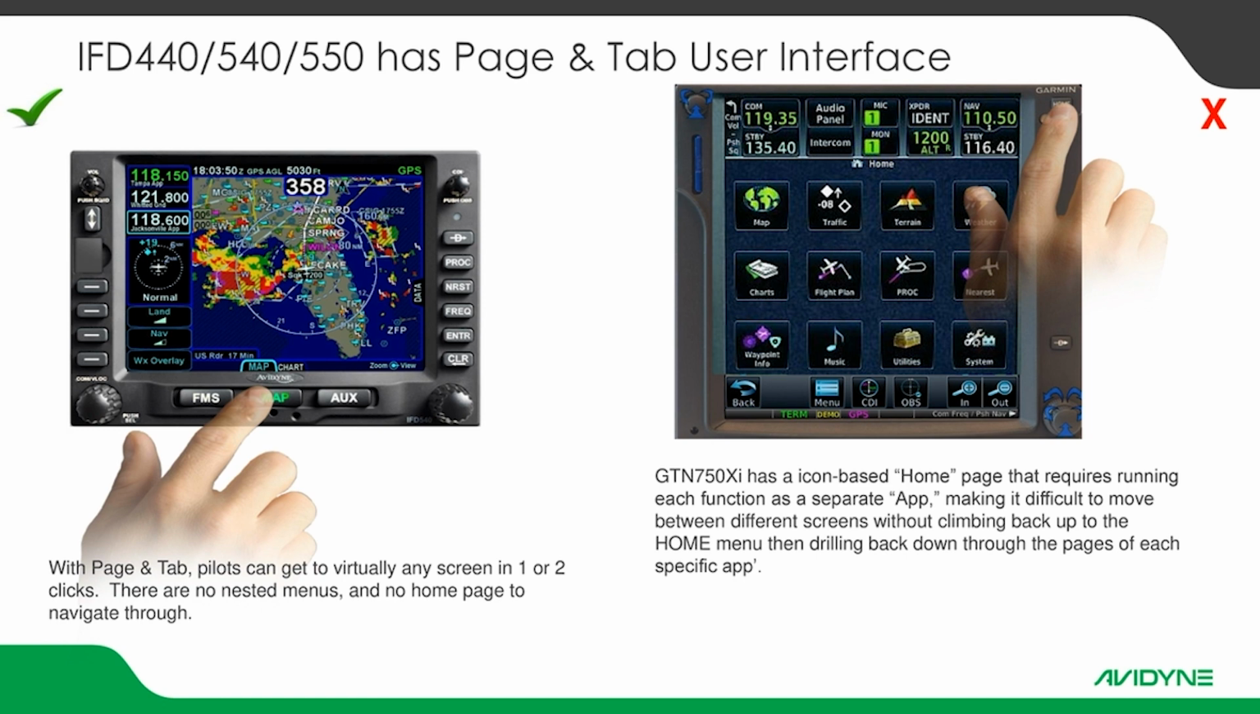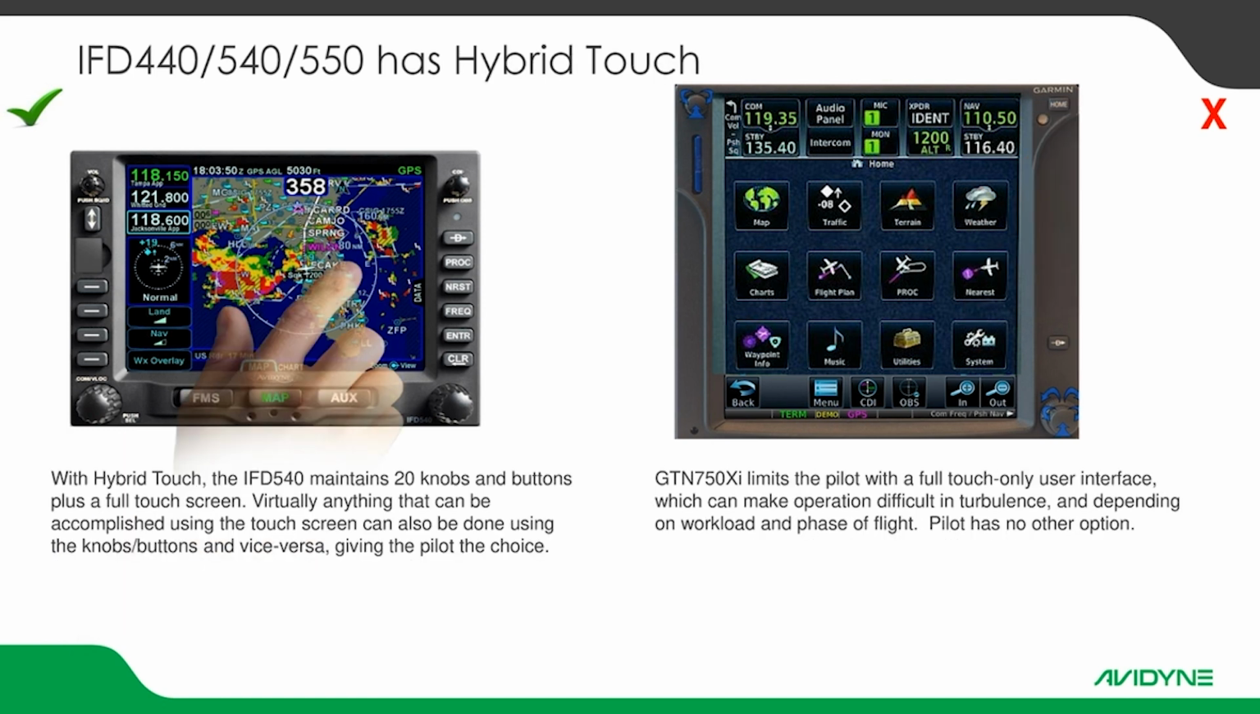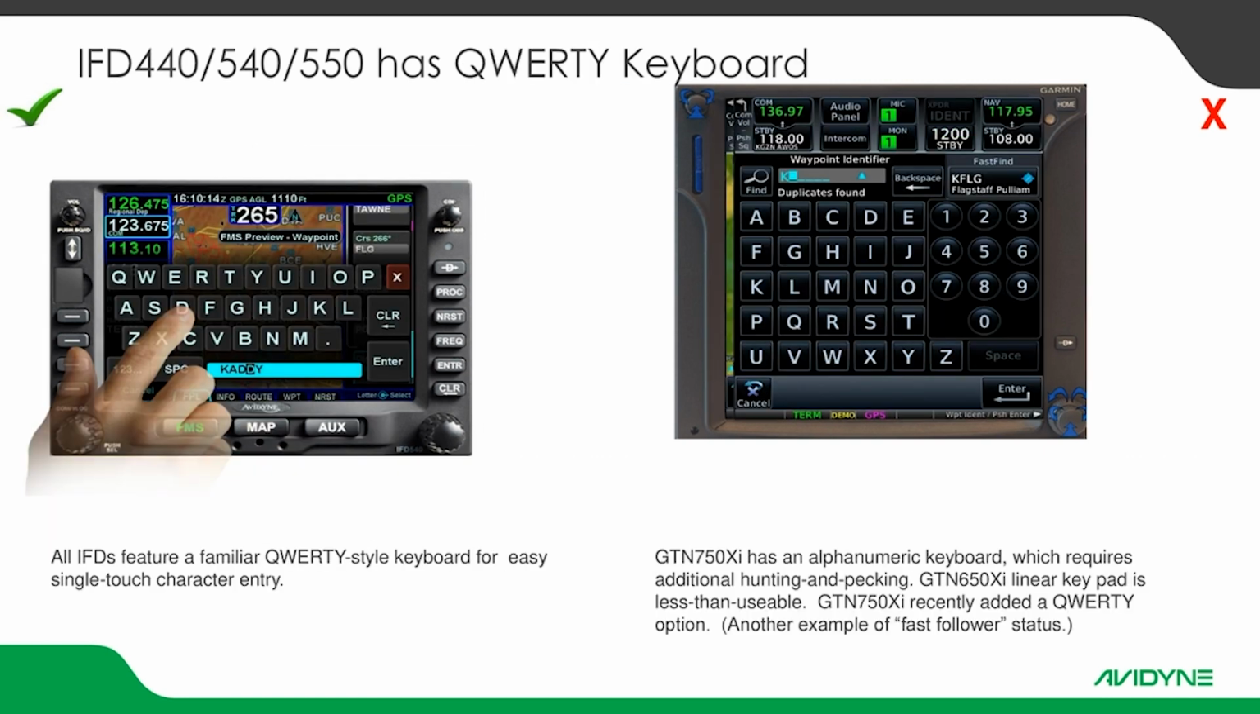Hybrid touch, again, touchscreen plus knobs and buttons, whereas with the GTN, you've got to rely on touchscreen for most things, and you've got a knob and a direct button. So we think we've got a big advantage there as well. Next up, the QWERTY keyboard. We've had the QWERTY keyboard since we introduced our product in a world of mobile phones, where everybody's got a desktop computer. QWERTY's where it's at.